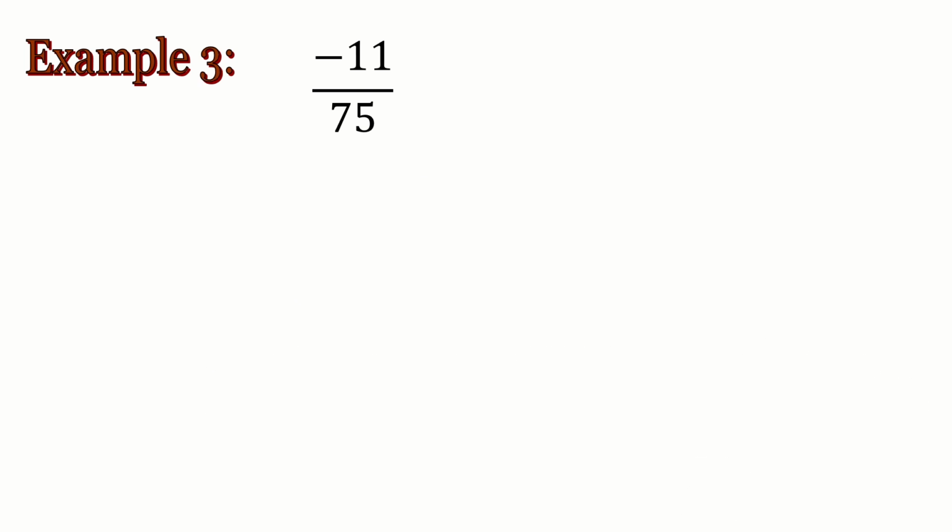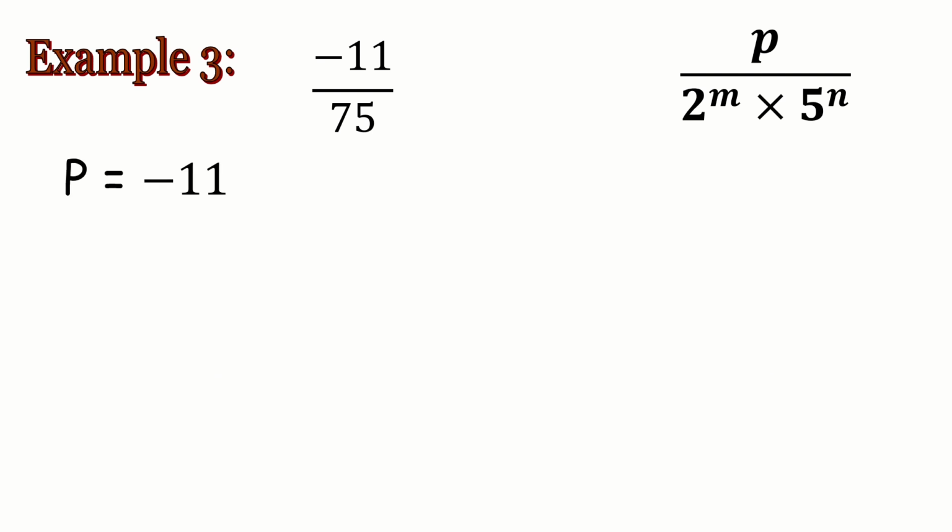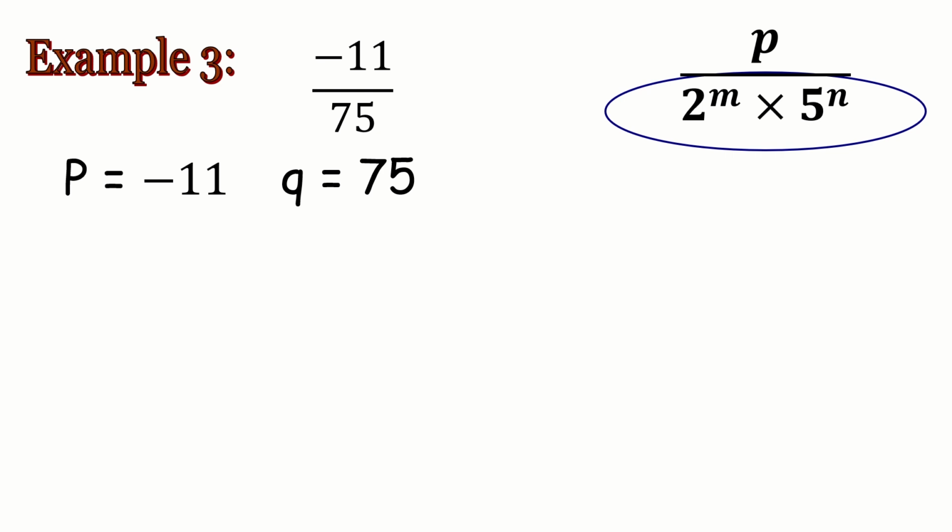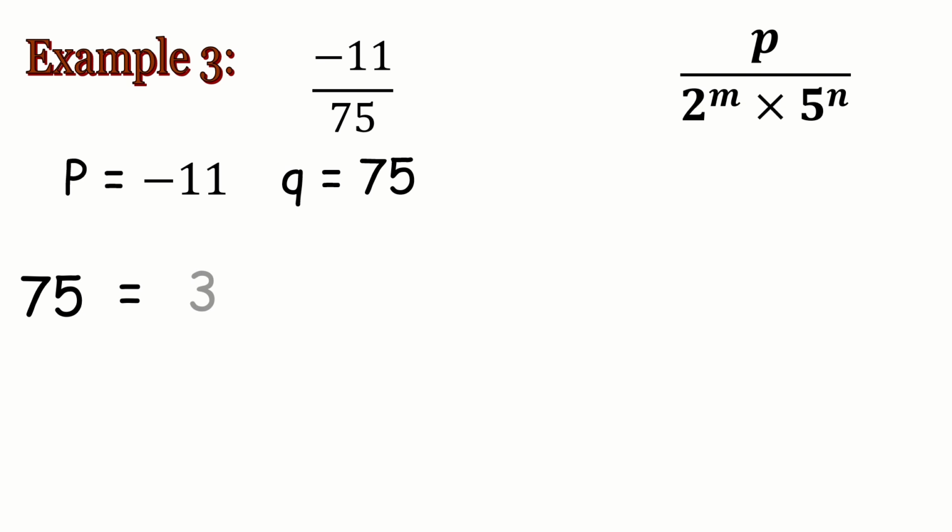Alright, let's try this. Negative 11 over 75. Let's use our formula. Don't worry, negative also applies to this formula too. So P is negative 11, which we're not really going to focus on. We're going to focus on the Q. So let's make 75 in terms of 2 to the m times 5 to the n. So let's see the factors. 3 times 5 squared. There is no 2 here.